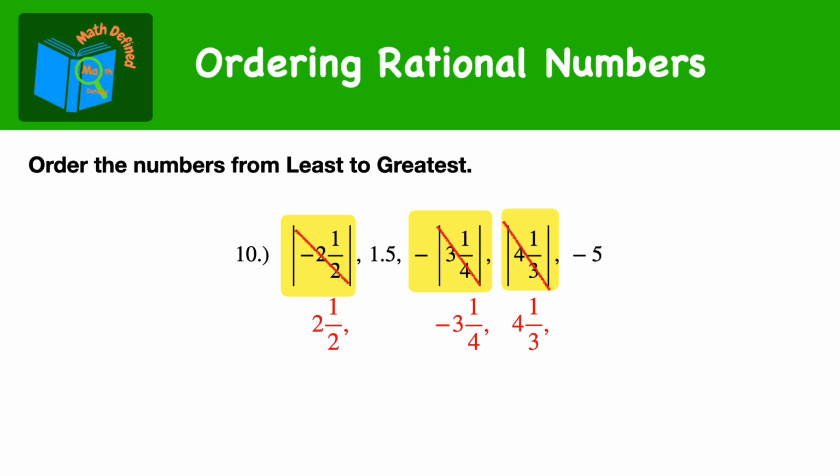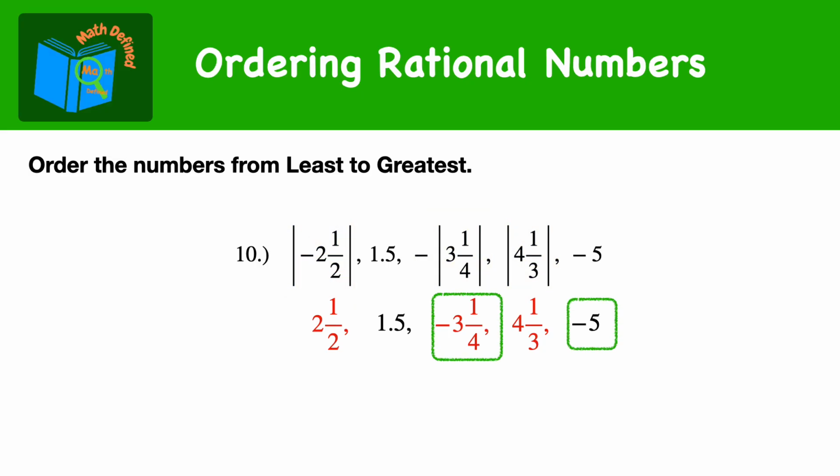I'm going to organize this list of numbers by bringing the last two down. Now we're ready to compare. First, we'll compare the negative numbers, since we know that they are always less than the positive ones. Negative 5 is less than negative 3 1/4, so negative 5 is the smallest number in the list, followed by negative 3 1/4, but we need to write it in its original form, the negative absolute value of positive 3 1/4. Moving on to the positive numbers.